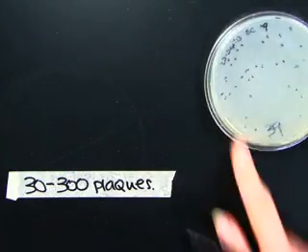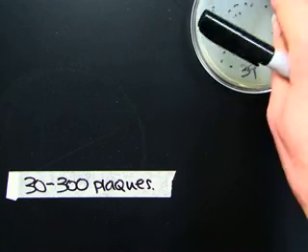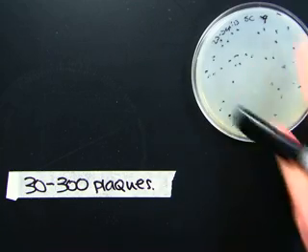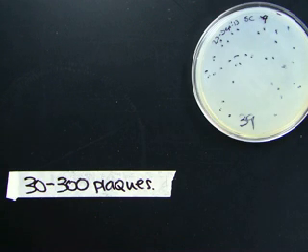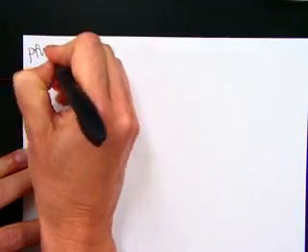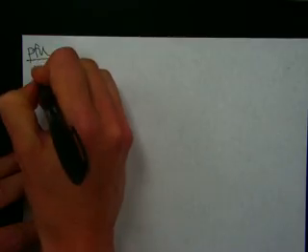Once you've counted your plate, you'll need to keep track of both the number of plaques that you counted and the dilution of your plate. So now I'm going to go over with you guys how to use these two numbers to calculate the titer of your phage lysate. So we're going to report our titer as something called PFU, which stands for plaque forming units per milliliter.